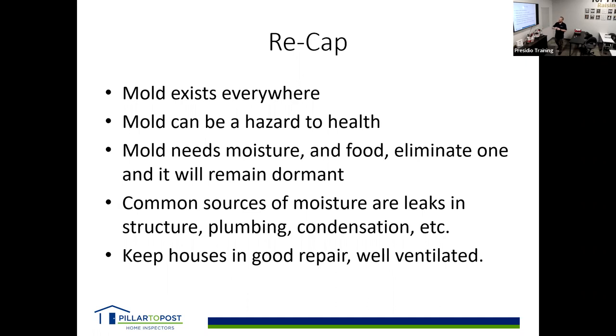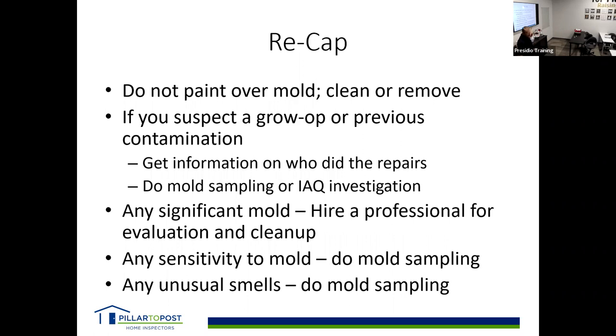Keeping houses in good repair and well ventilated is probably the biggest thing. So attics need to be vented, crawl spaces, everything, and then ceiling fans. I'd say ceiling fans and exhaust fans, just making sure that they're working and used regularly, are probably one of the biggest ways to help improve the air quality throughout the house. Don't paint over mold. You clean it up, you remove it, but most importantly, take care of the source.